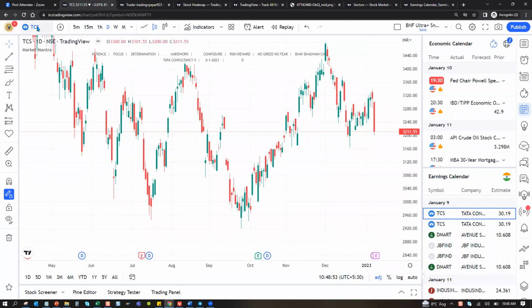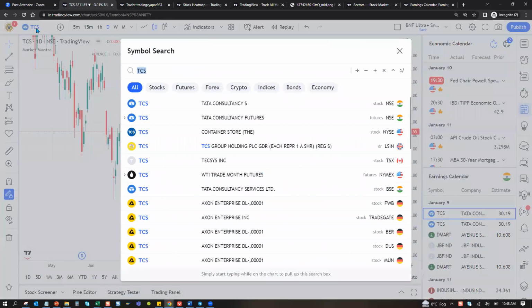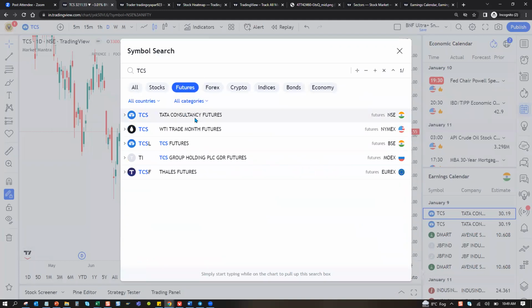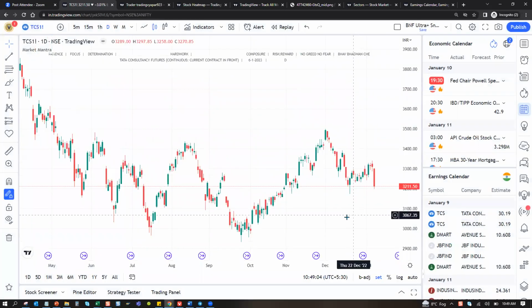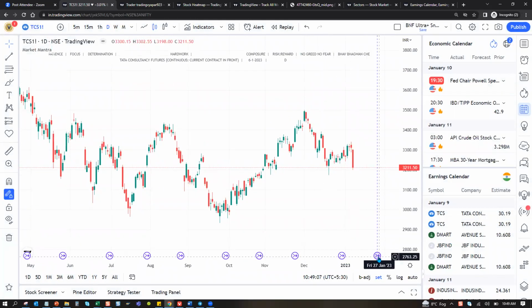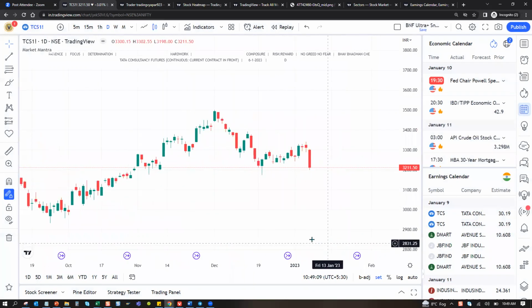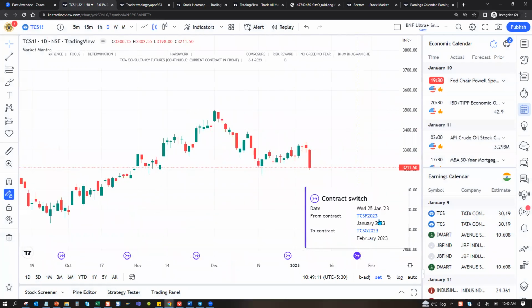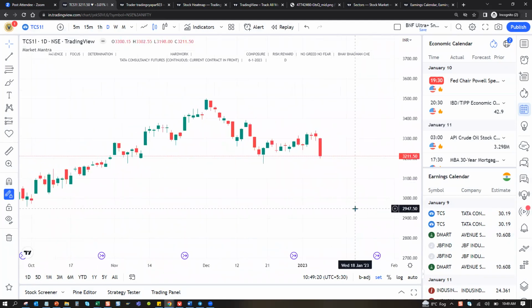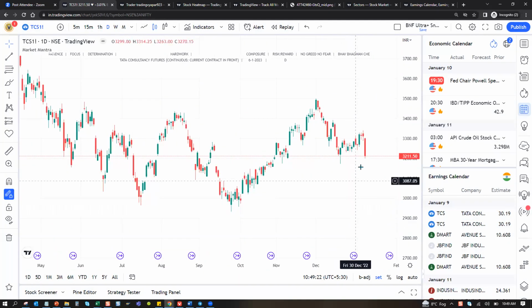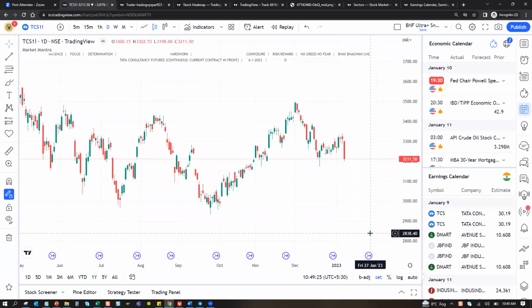Also, in TradingView, what they have recently added is, let's say TCS, if you wanted to add futures. Now futures have rollovers and expiries, right? So now here you will see these arrow icons. What they tell is that on this particular date, 25th January, it's going to expire. If you have an open contract, it will remind you that you need to roll over or your contract is going to expire.